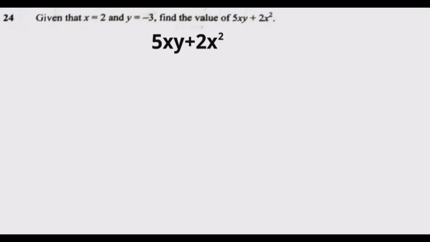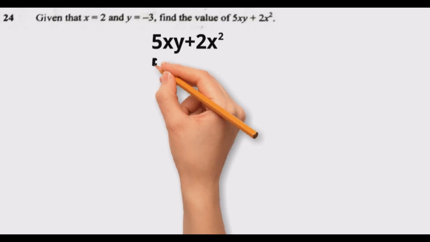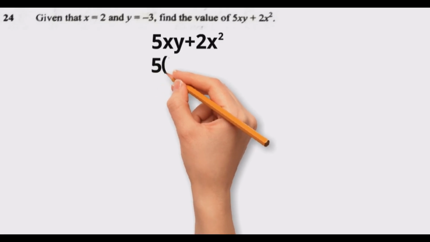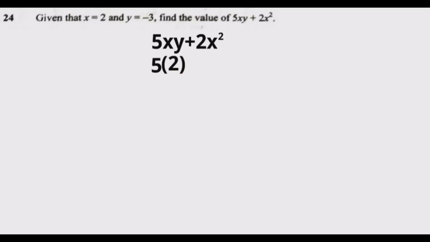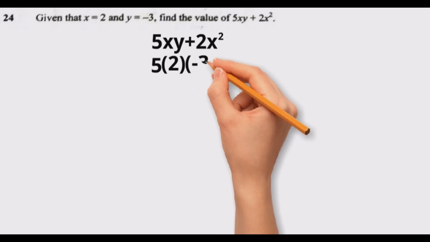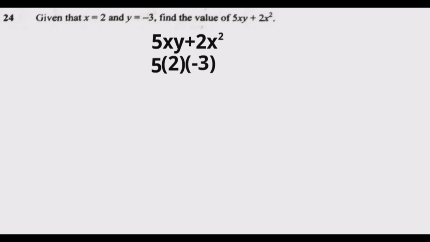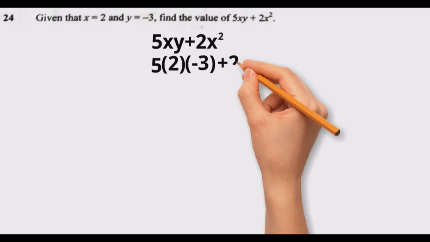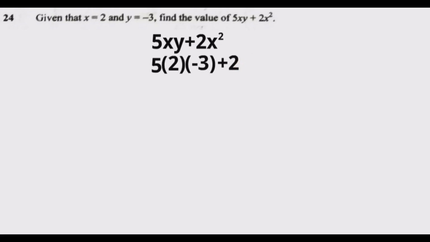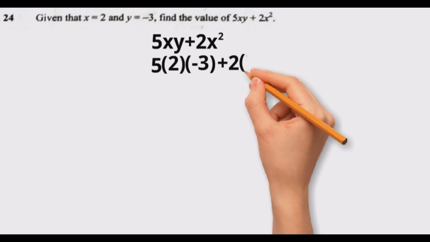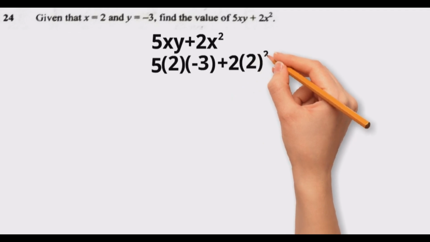Next I'm going to replace the variables by their actual values from the statement. We have 5, and the value of x we are told is 2, so we say 5 multiplied by 2. Then we come to y, which we are told is negative 3. So 5 multiplied by 2 multiplied by negative 3, plus 2, then the value of x, that is 2, so we have 2 multiplied by 2 squared.